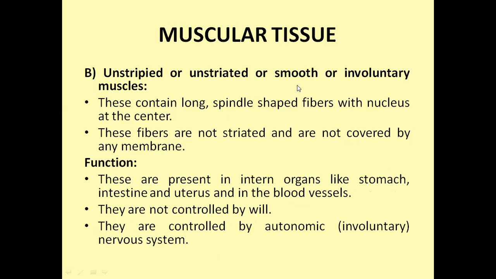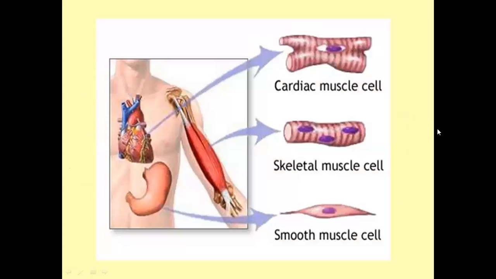Unstriped or unstriated or smooth muscles are spindle-shaped structures with the nucleus in the center. These fibers are not striated and are not covered by any membrane. They are present in internal organs like stomach, intestine, uterus, and in blood vessels. They are not controlled by will. They are controlled by the autonomic nervous system.